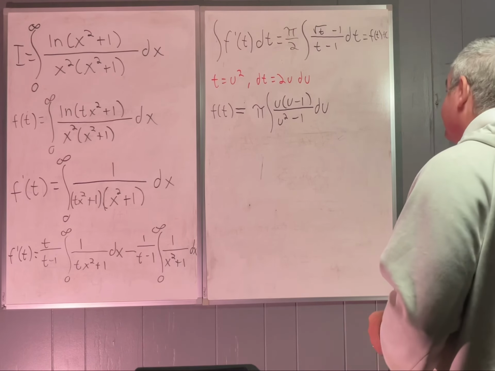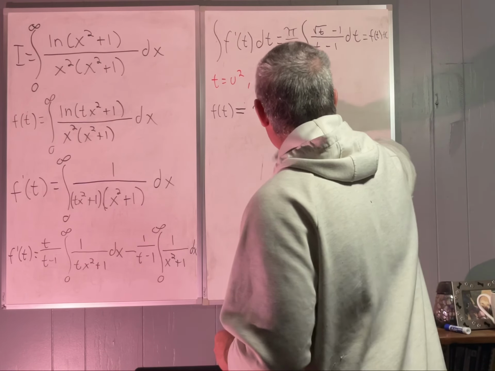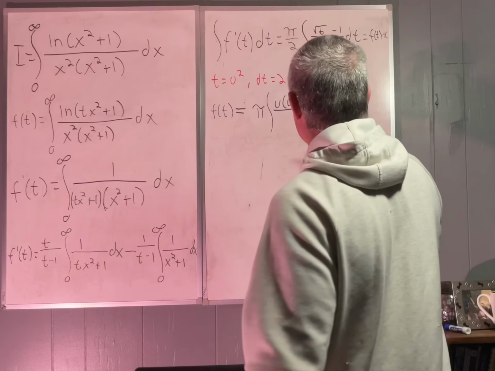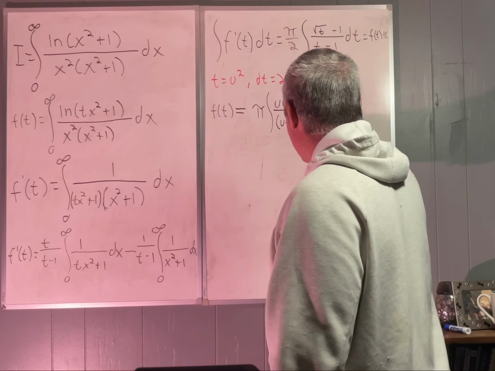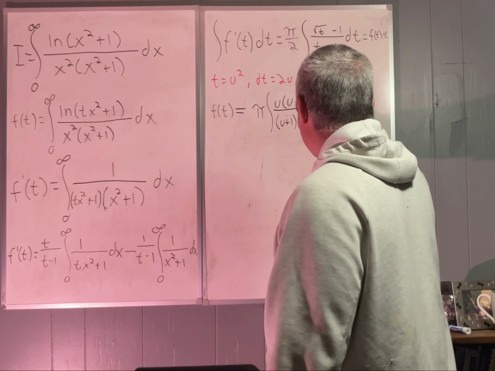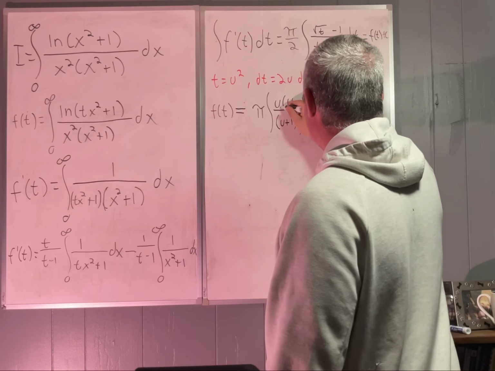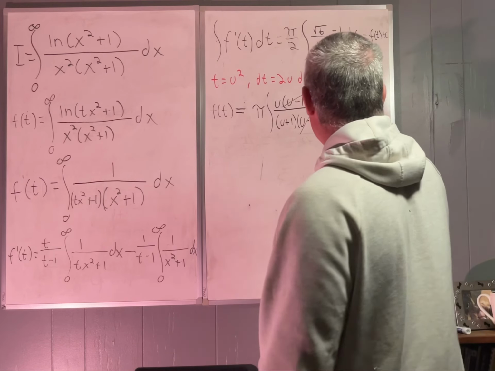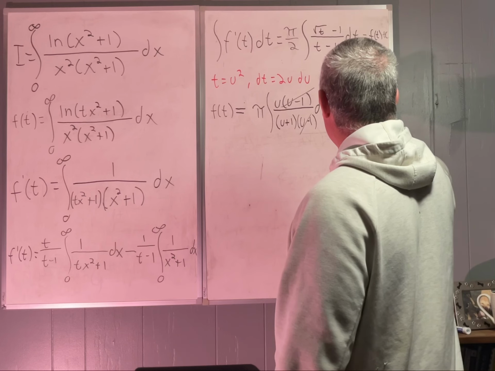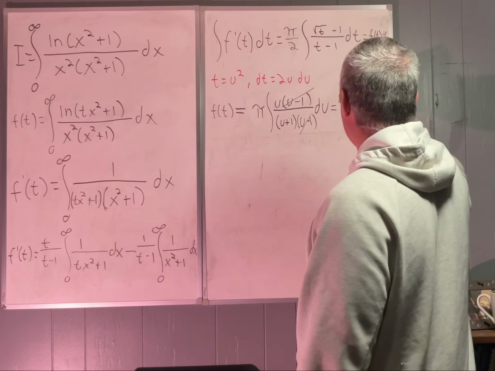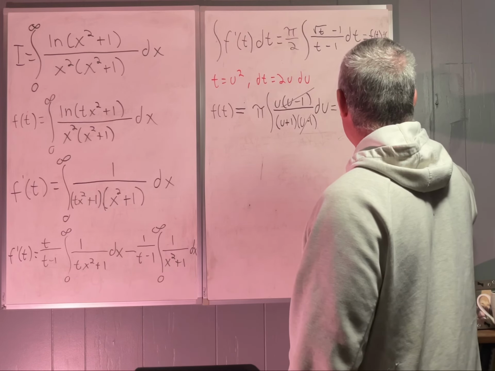And then from here, we can rewrite u squared minus 1 as the difference of squares, or we recognize that it's the difference of squares. And then you get u plus 1 times u minus 1. And of course that and that will cancel, leaving us nothing but pi times the indefinite integral of u over u plus 1 du.